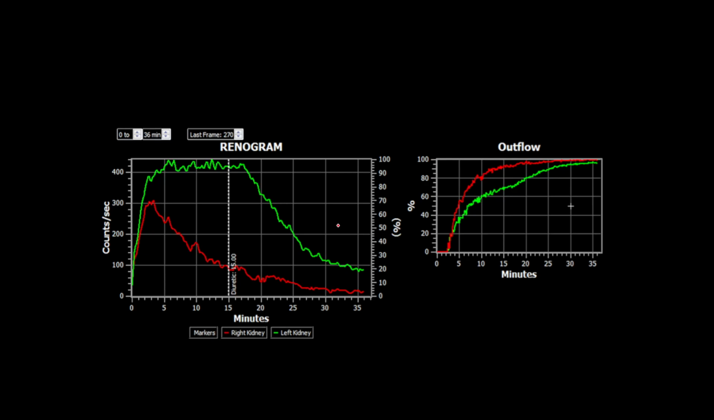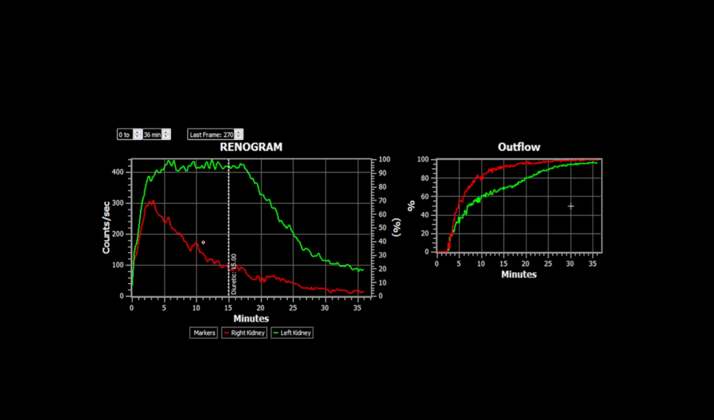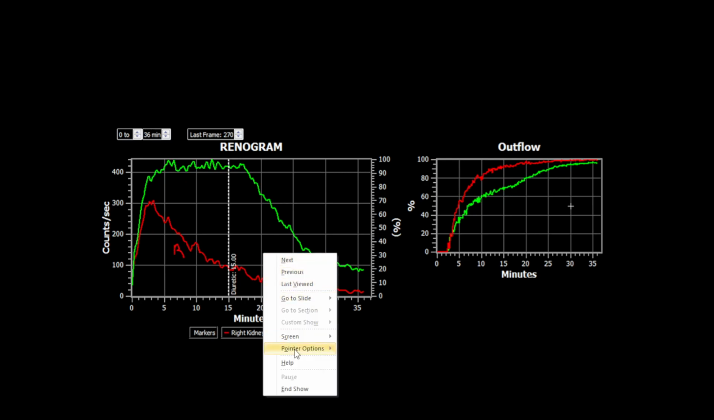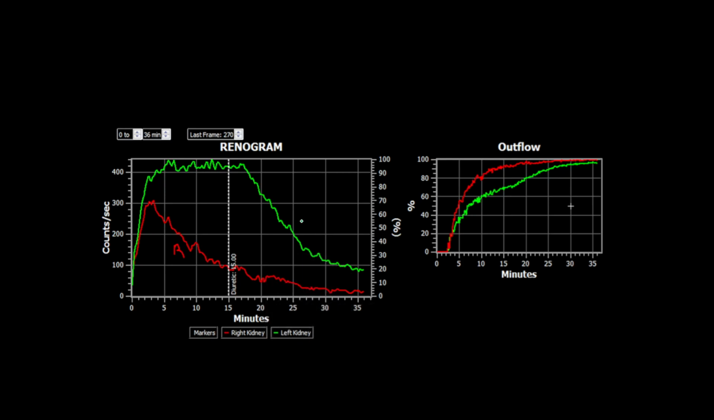So here is the patient's time activity curve, and if I just refresh you, the left kidney is the one with all the increased activity. So the left kidney is green, the right kidney is red. I might just mark that in just for convenience here. So this is our left kidney.